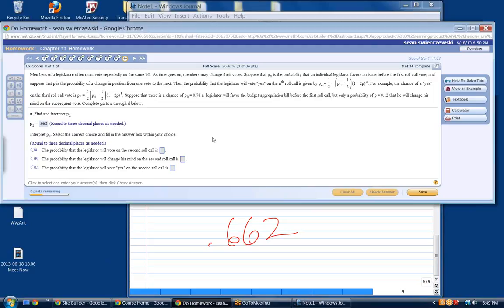Okay, so now we want the probability that a legislator will vote on the second roll call. Well, we just figured it out. On the nth roll call, we just figured out that P sub 2 was 0.662. So why are they asking us that again? I guess we'll just try 0.662.